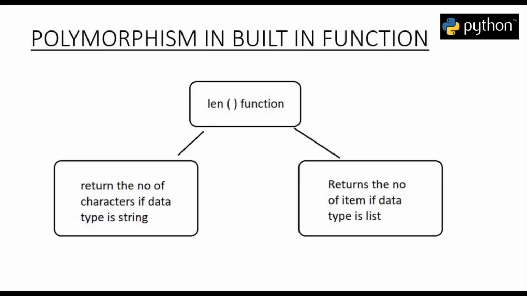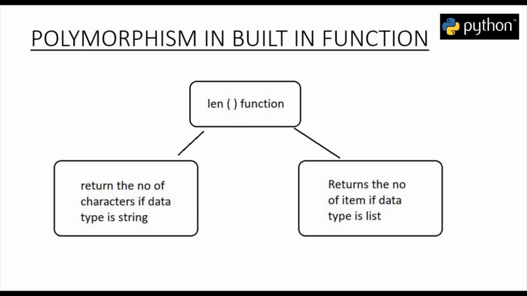The first technique we are going to discuss is polymorphism in built-in function. Suppose we have a built-in function, let's say the len function. When the len function is used with the string data type, it returns the number of characters within that string. But when the same len function is used with the list data type, it returns the number of items within that list. So the same len function is behaving differently as the data type it is implemented with changes. We will say that this is a classic example of polymorphism with the built-in function.